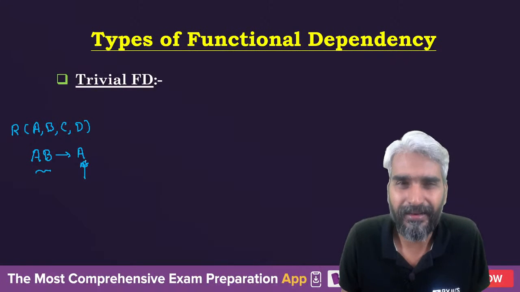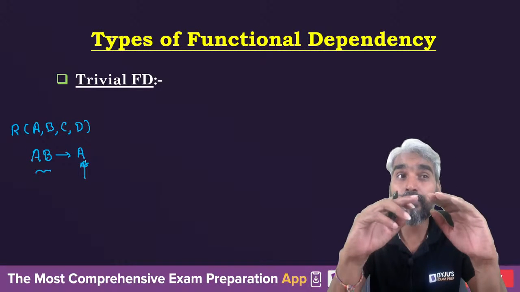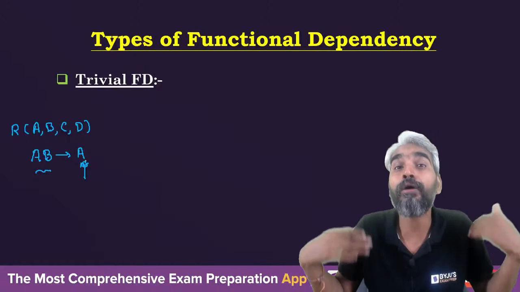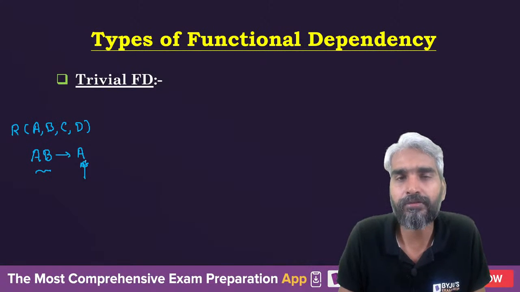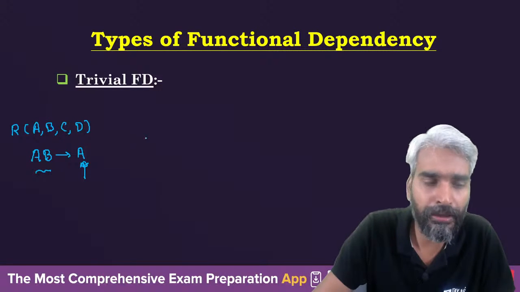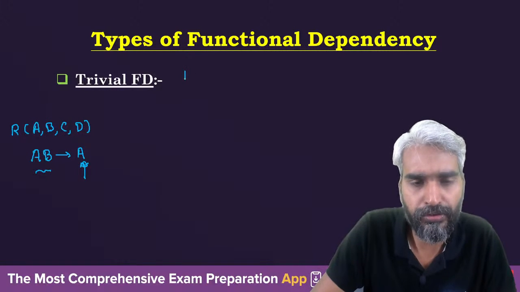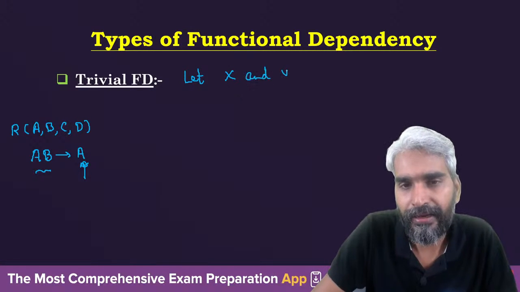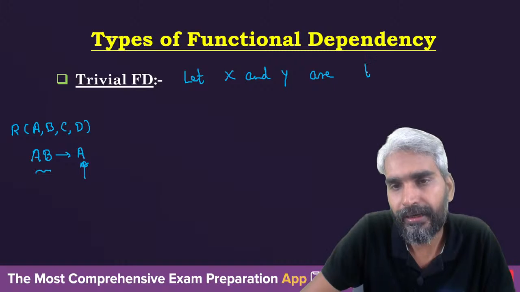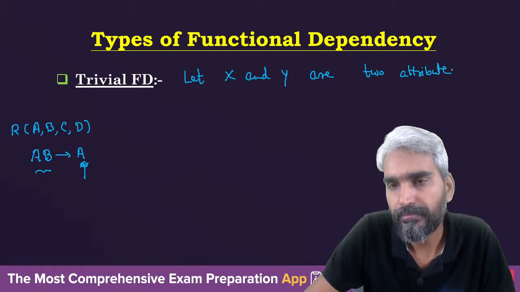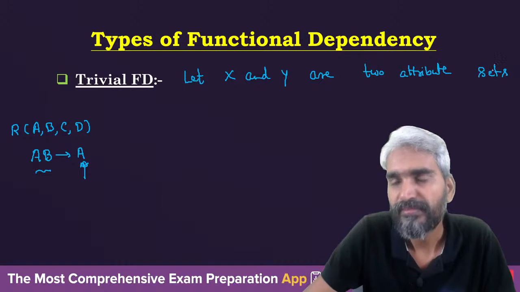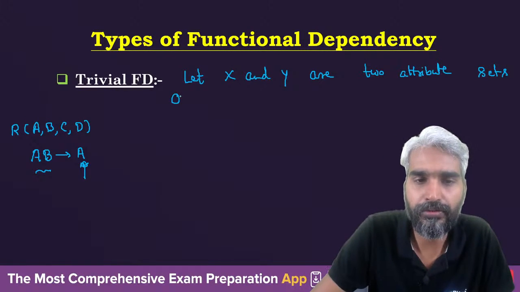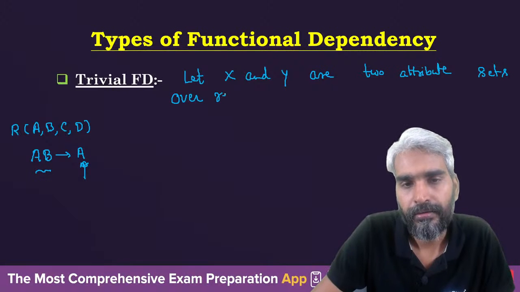This is not a big deal. If you already know about A and B, then you can tell me about A. What is the new information obtained by this statement? So this is a trivial thing, right? So what do I mean by trivial FDs? Just assume, let X and Y be two attribute sets over relation R.